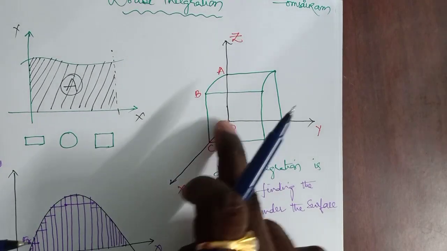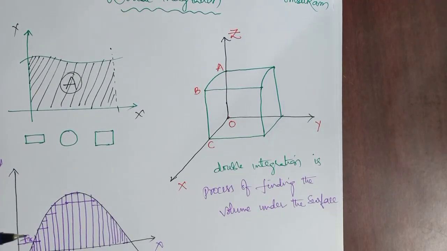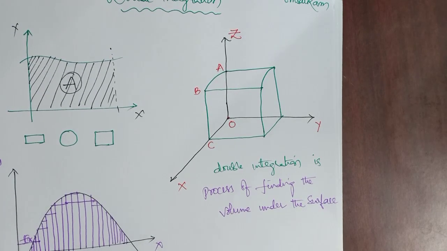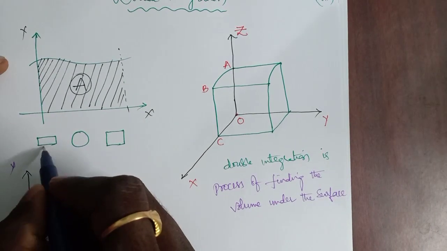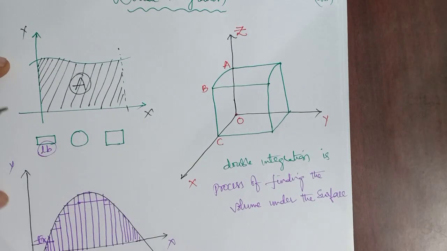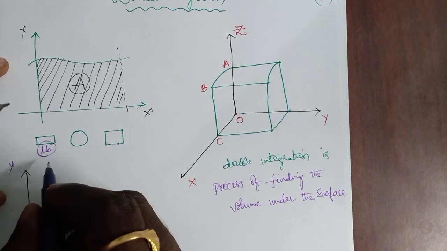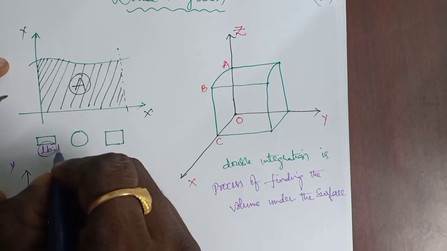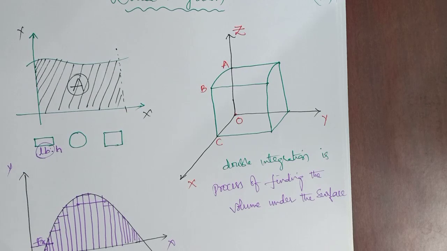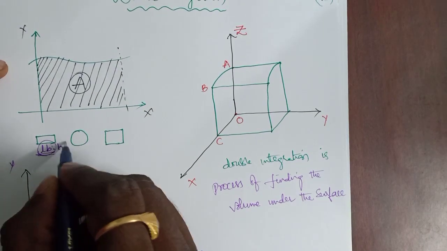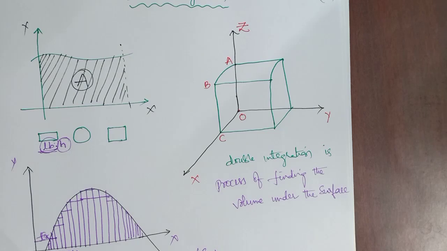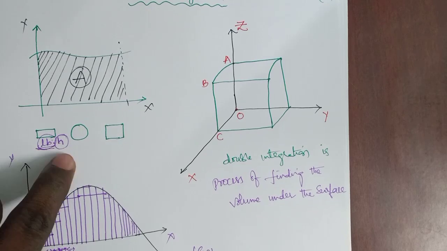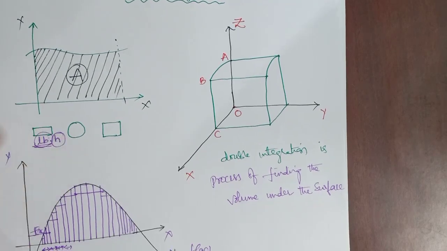It is all about 3D, three-dimensional, and now we need to find the volume. The area of a rectangle is length into breadth. The volume of a cuboid is length into breadth into height. So area into another third dimension gives the volume of the space.